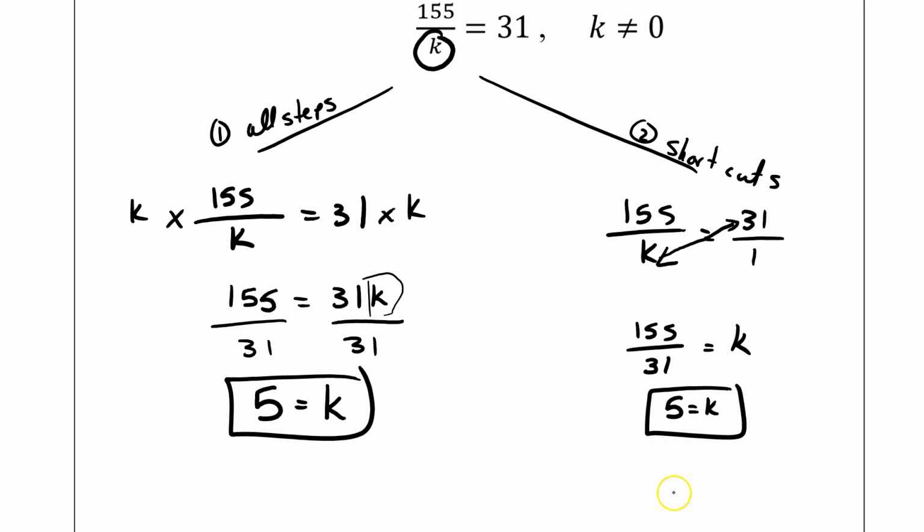Okay, it's shorter. I would love for you to do the full steps for the first little bit, because you need to know that you need to multiply both sides by k to get the k out of the denominator, and then you need to divide both sides by 31. This is the one that I want you to use all the time. If you fully understand that and feel comfortable with the shortcut, yeah, okay, you can go for it.